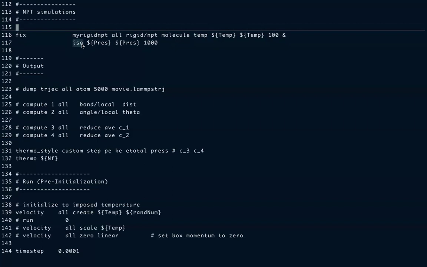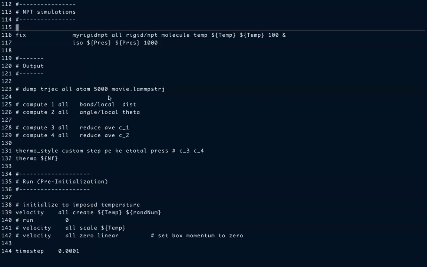And the key thing to notice here is the ISO. ISO means that you're scaling all the dimensions of the box equally. So you're changing X, Y, and Z in equal amounts. So the box is always cubic in that sense, or you're scaling the box in the same sense.